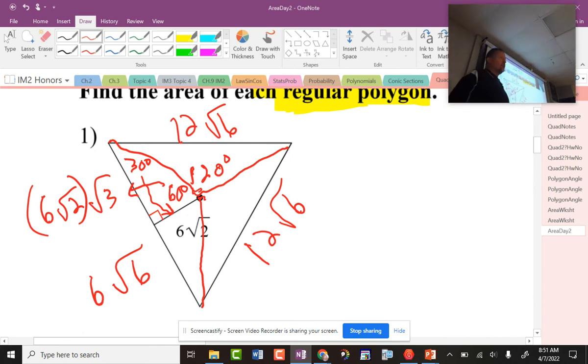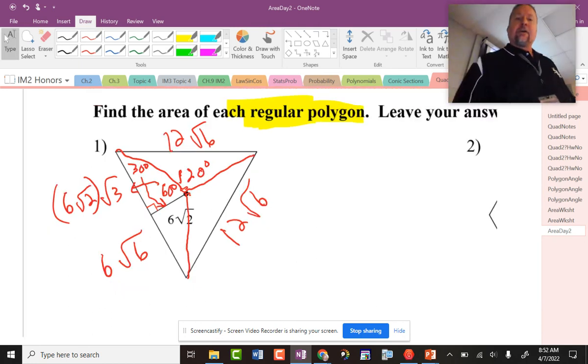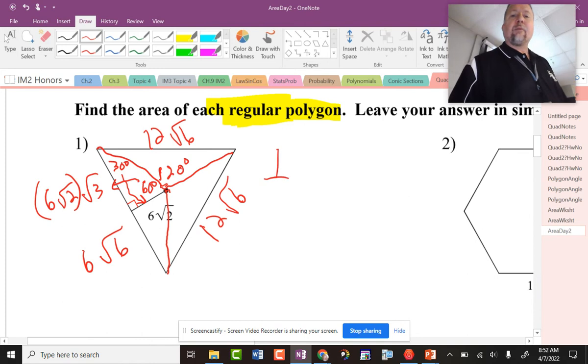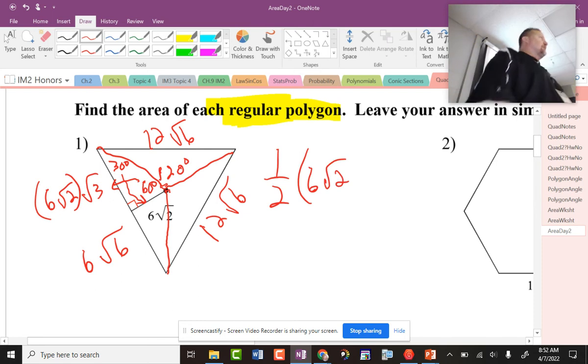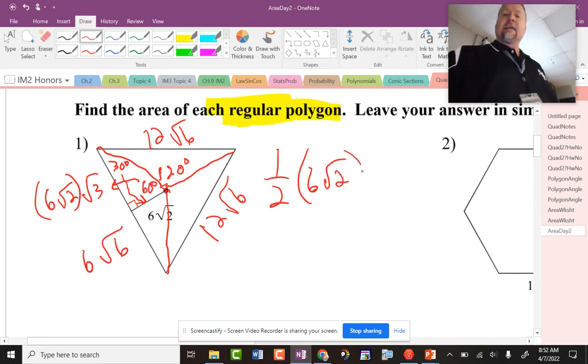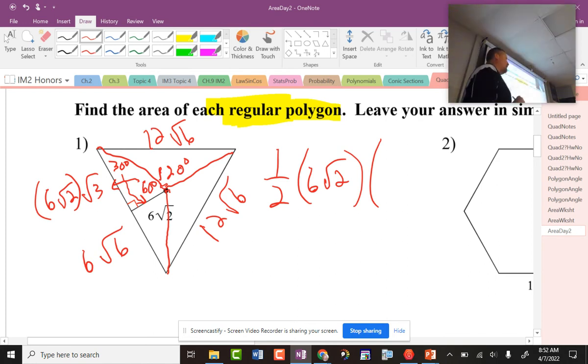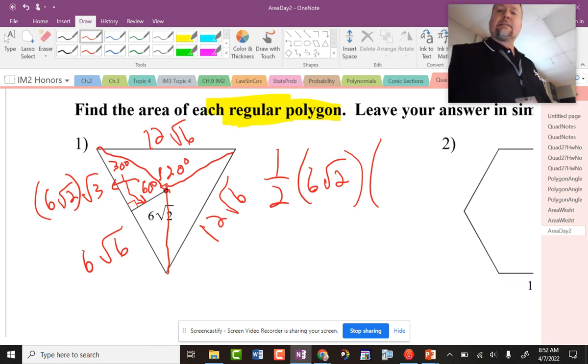So it does a couple things. From the apothem, I can find the length of that side. So I'm going to go ahead and do half apothem times perimeter. Half. The apothem was 6 root 2. I threw that radius right through that, but you could see that as the given. And then the perimeter is 3 12 root 6s. 12, 24, 36.